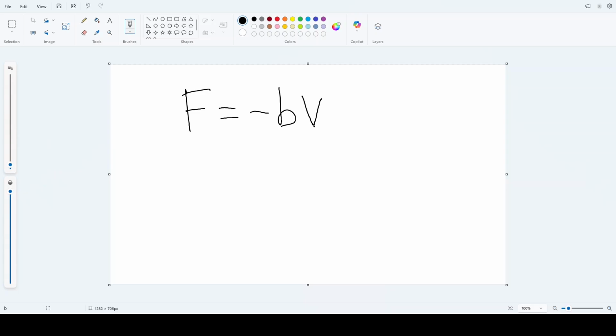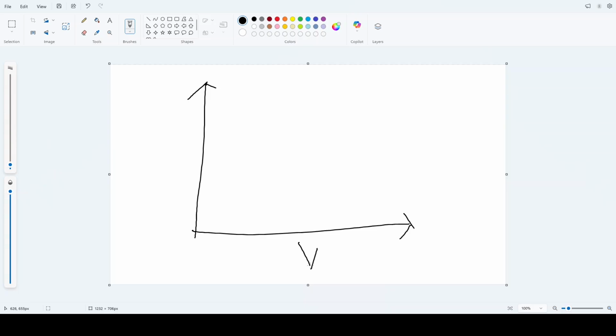What does this mean? It's actually pretty simple. The faster you're running, the more the air will push back against you, and this negative just indicates that it's going against your motion. And this constant b is different for every type of resistive force, but in this case, for running, we know that velocity squared is about proportional to the air resistance. If we graph out this relationship, we can see that the force increases very quickly as you run faster and faster.